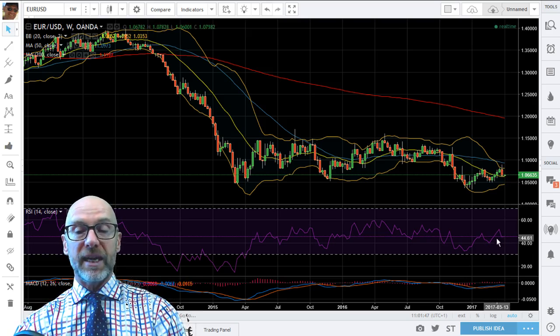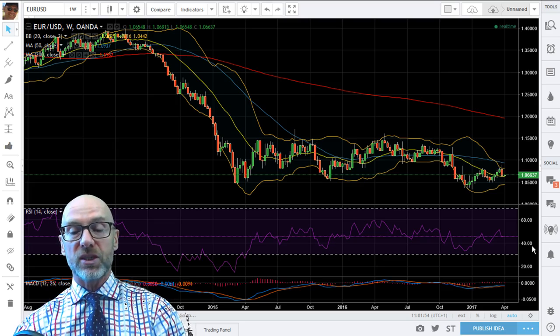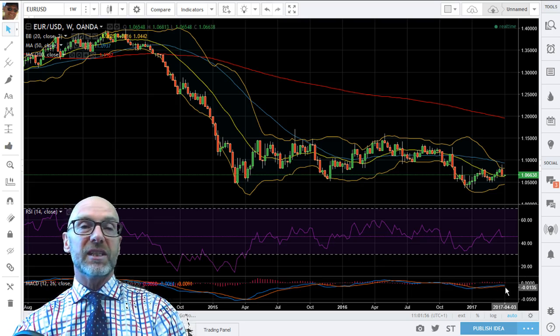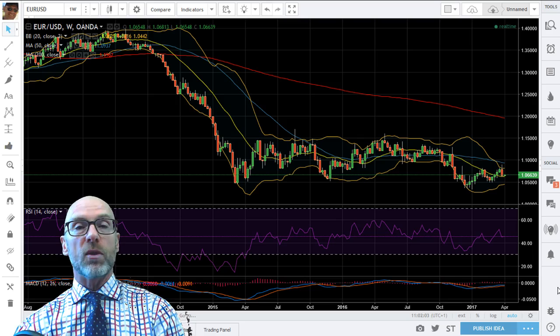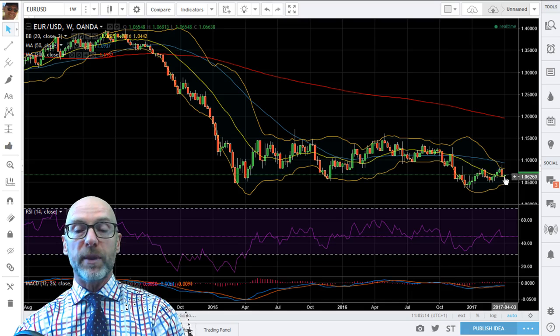The RSI perhaps trying to create an uptrend, but it's not even above 50, at 45.88. MACD slightly positive in the short term, above the long term, but the differential between them is narrowing, which is another negative sign. You can see that the euro is finding support on this 20-week moving average, which is starting to form a base pattern. Let's see if that holds in the longer term picture.